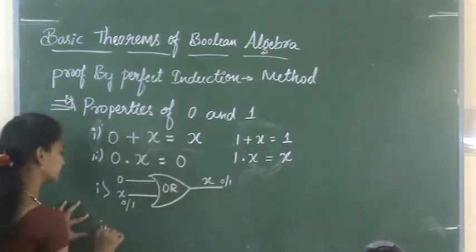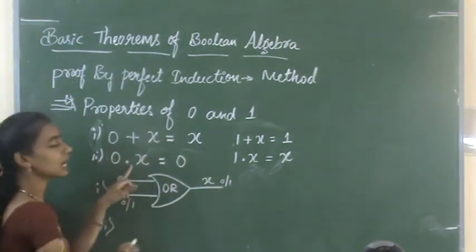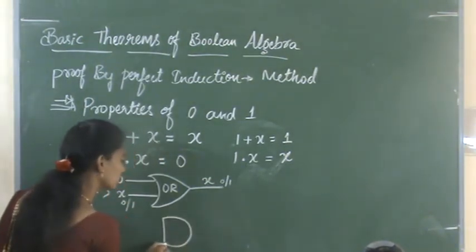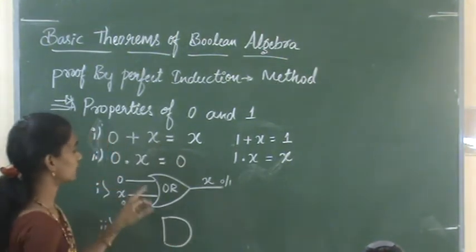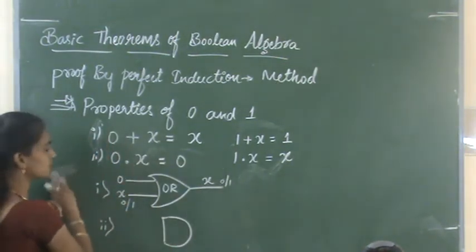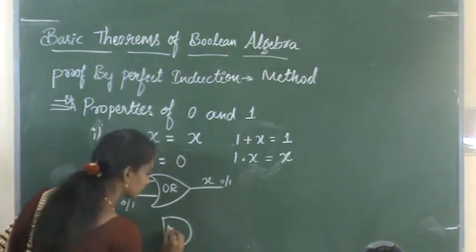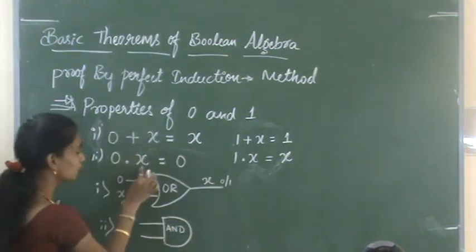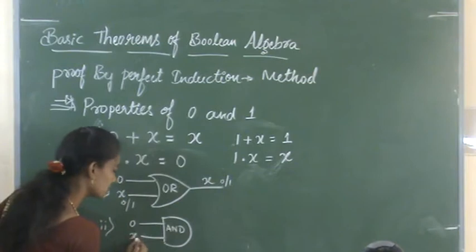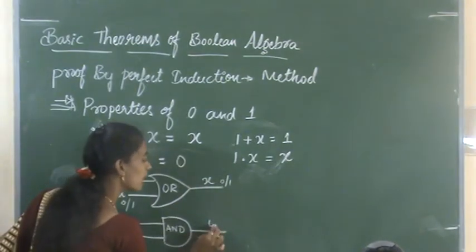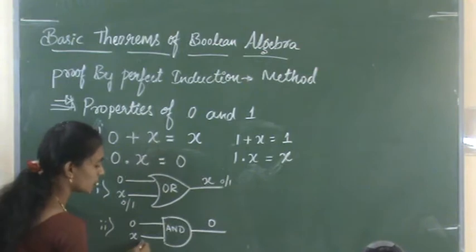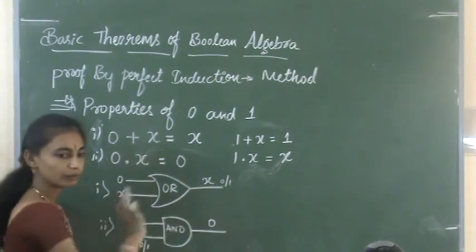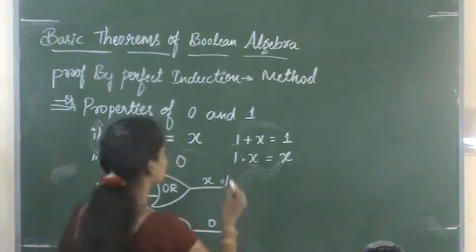Okay. So next, here we are performing the AND operation, right? So we need to write the AND gate. Simple to remember, right? AND means we have D, so just write D, we will get the AND gate. Here also we are providing two inputs, one is 0, another one is x. The output will always be 0, whatever the x value is, 0 or 1. The output will be 0 only. Okay, so next.